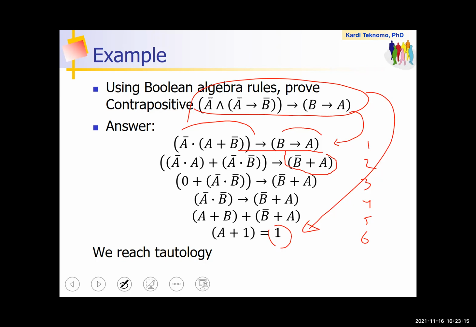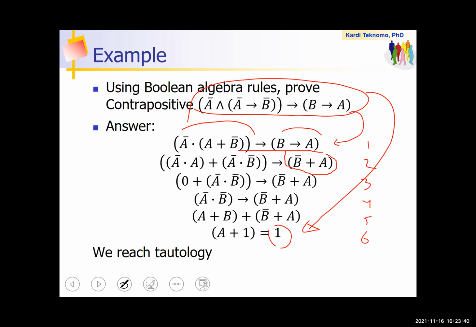So if you can prove that this is a tautology, this is the same as a truth table. You don't need to create a truth table, right? So now you can use algebra, the rules of algebra, then you can create the proof. Wow, amazing. Now you have another way, right?